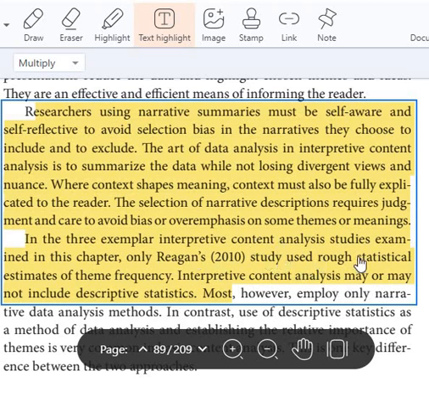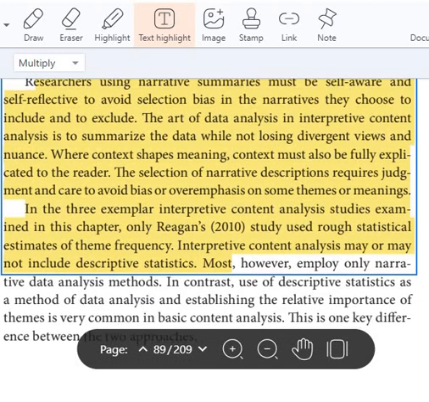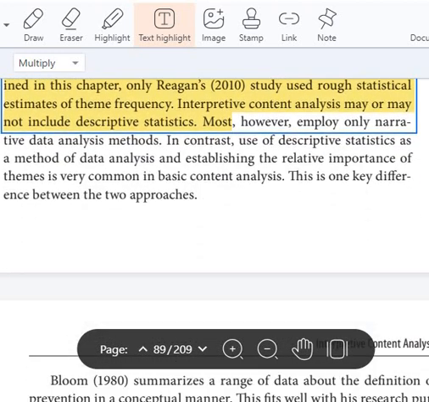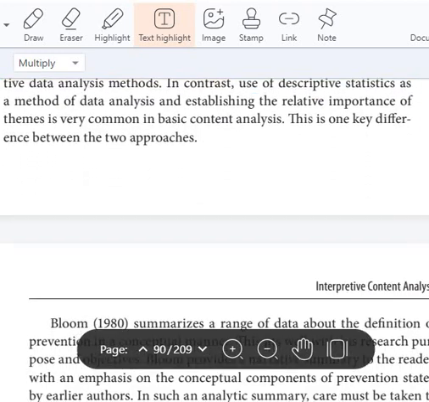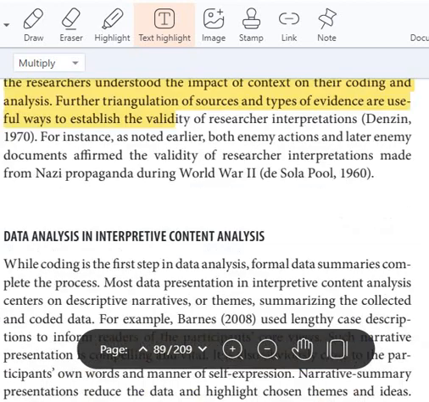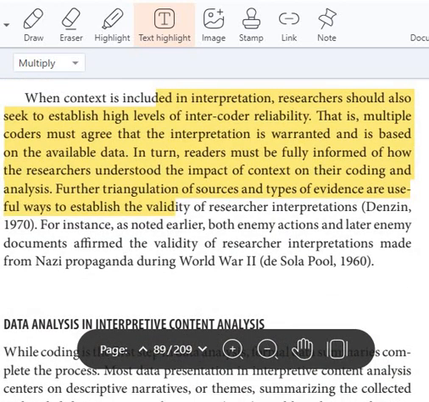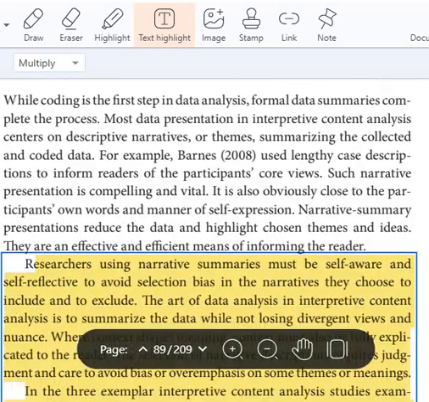Something about Reagan's study. Reagan used rough statistical estimates of theme frequency. Interpretive content analysis may or may not include descriptive statistics. So you can use statistics and you cannot. That's okay. There's no problem. Most, however, employ what? What do you think? They use it or not? Let's see. Do we use statistics here?